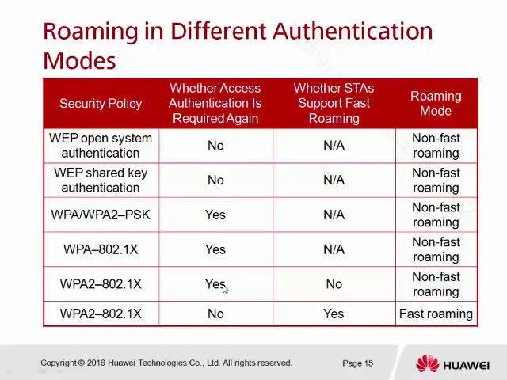When the roaming is not supported, they're using non-fast roaming. And the PC, right? When the PC doesn't support fast roaming, it means no matter how you try to change the security policy, the PC still can't perform anything. So when the user tries to roam into the new area, they still have to do the authentication again.